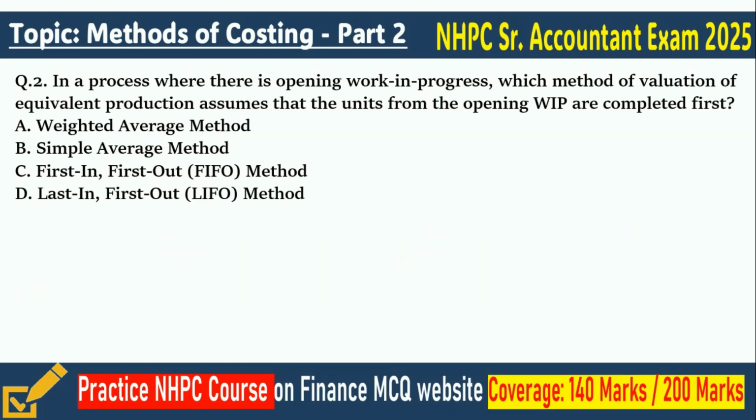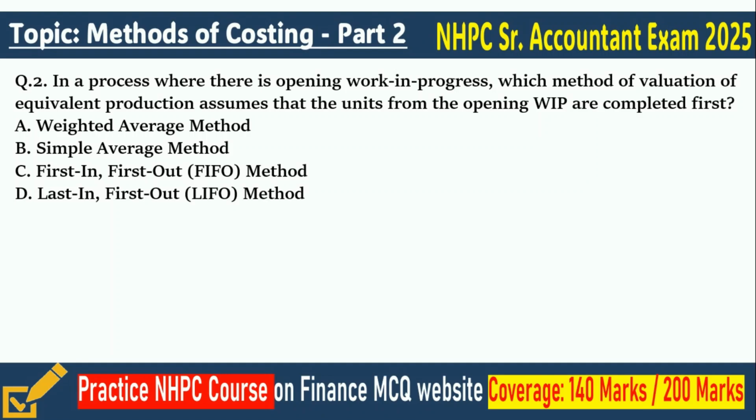Friends, next question. In a process where there is opening work in progress, which method of valuation of equivalent production assumes that the units from the opening work in progress are completed first? Option A, weighted average method. Option B, simple average method. Option C, first in first out method. Option D, last in first out method. So friends, here what should be the correct answer?